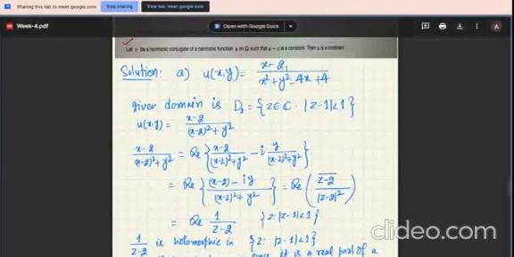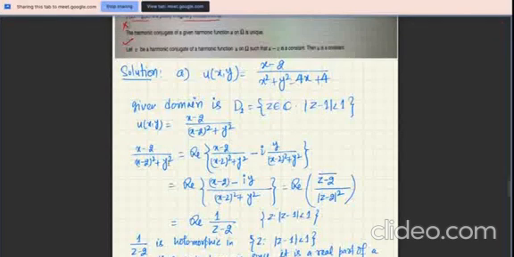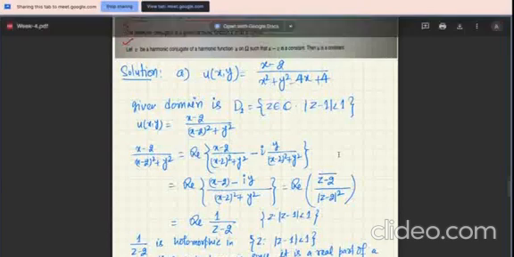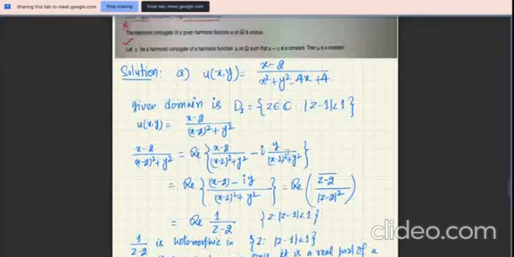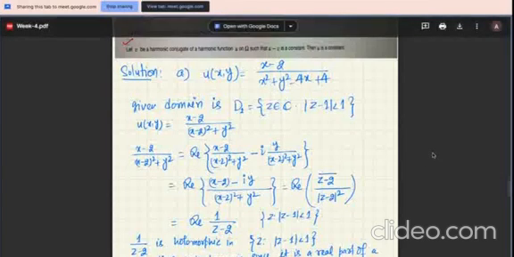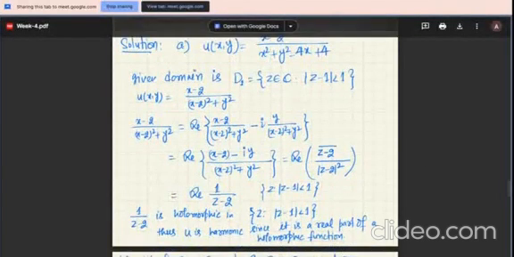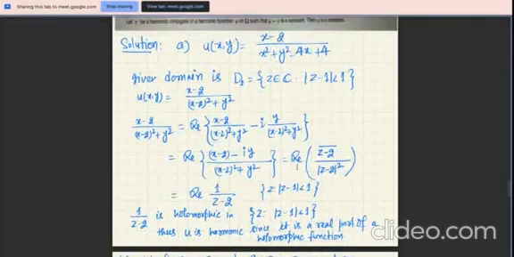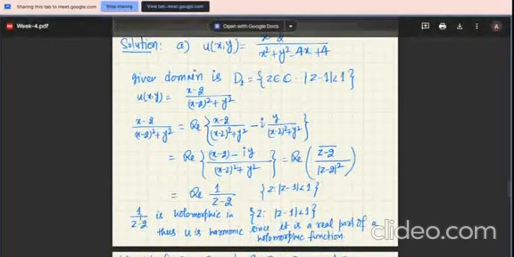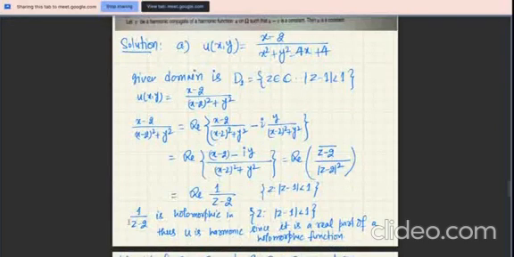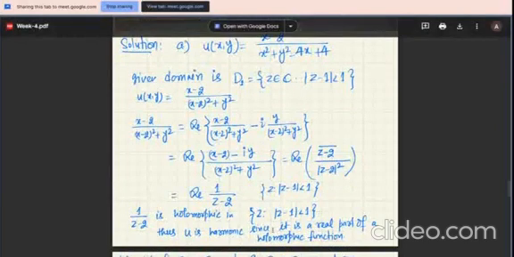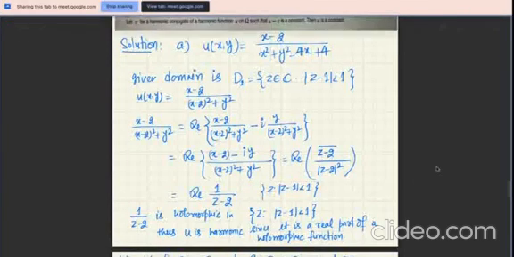So u of x, y is equal to this. What we will do is that (x minus 2) upon ((x minus 2) whole square plus y square) is basically the real part of this one. This is just an observation. So it is the real part of 1 upon z minus 2, by calculating. Now 1 upon z minus 2 is holomorphic in this domain. Thus u is harmonic since it is the real part of a holomorphic function.